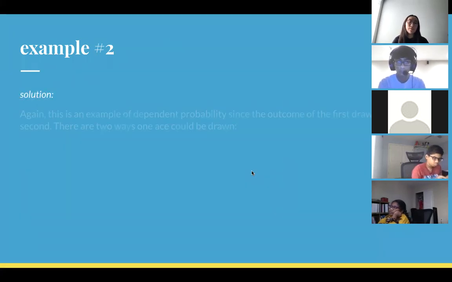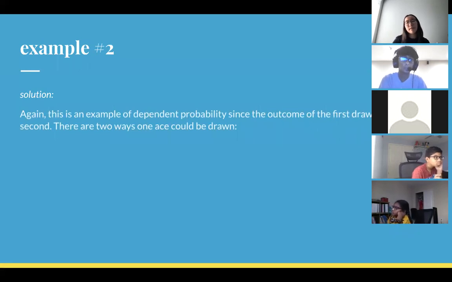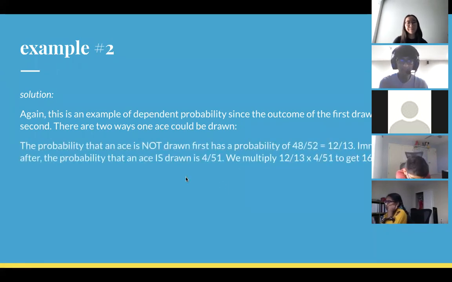Okay, so for solving this problem, we have to consider two different possibilities. First, you could draw an ace first and then not draw an ace on your second draw, or you could not draw an ace on your first draw and then draw an ace on your second draw. So we have to calculate both of those and then add them together.